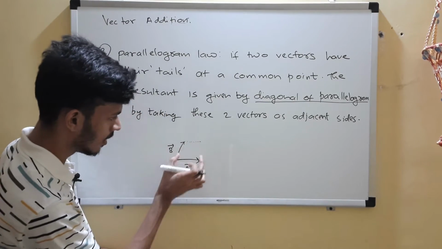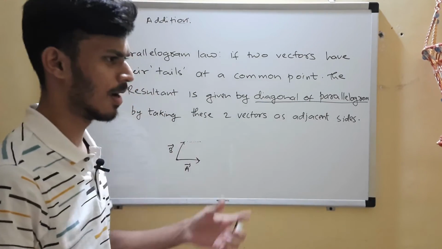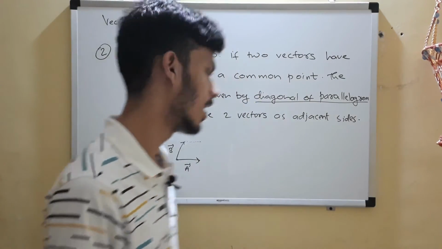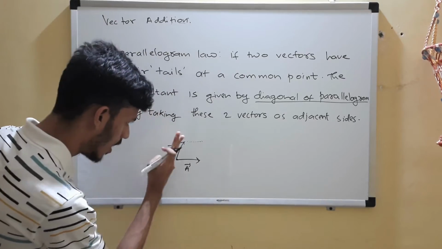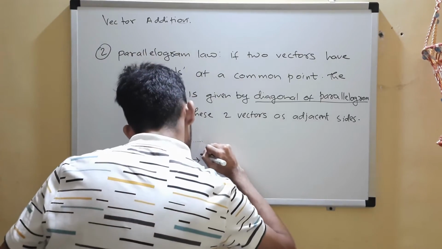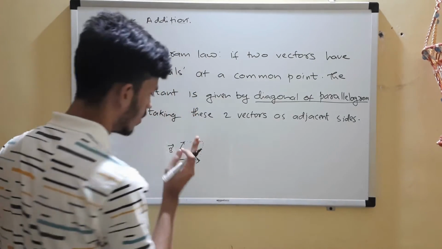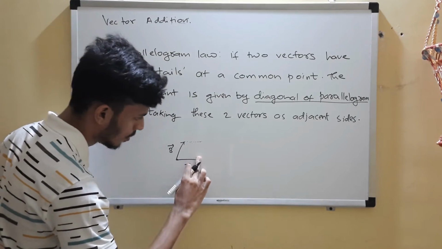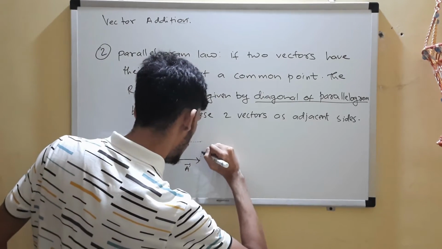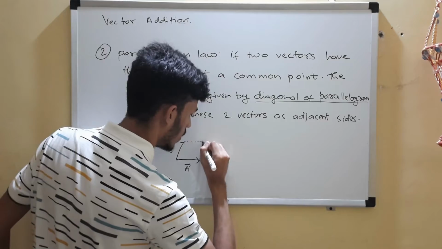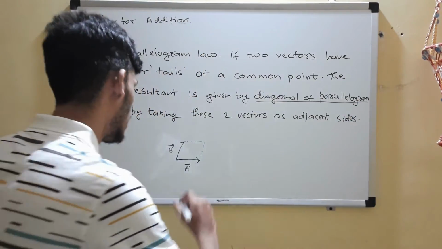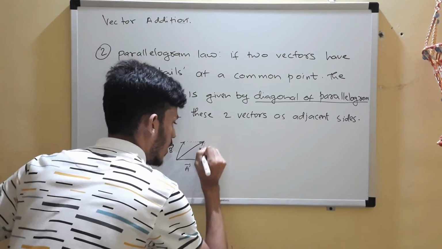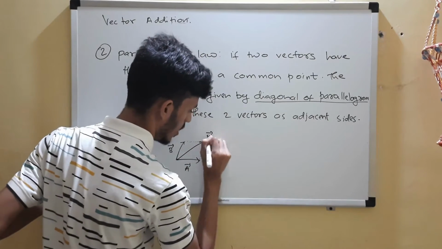How to complete this? You know in a parallelogram, opposite sides are equal and parallel, right? So you draw a side parallel to vector A, and parallel to the other vector you draw the other side. So you complete the parallelogram, somewhat like this. The resultant will be given by the diagonal of the parallelogram. So this is the resultant.